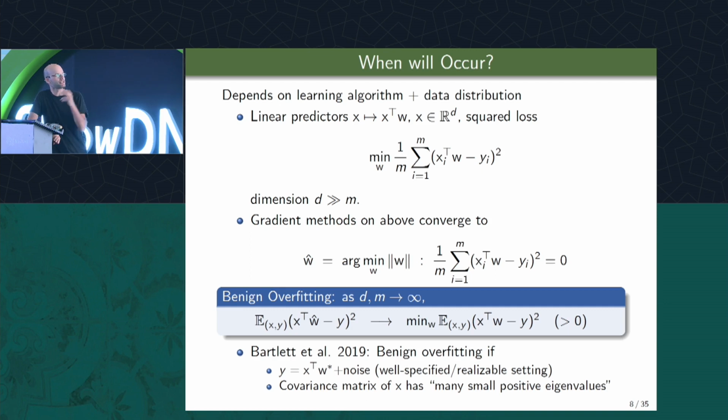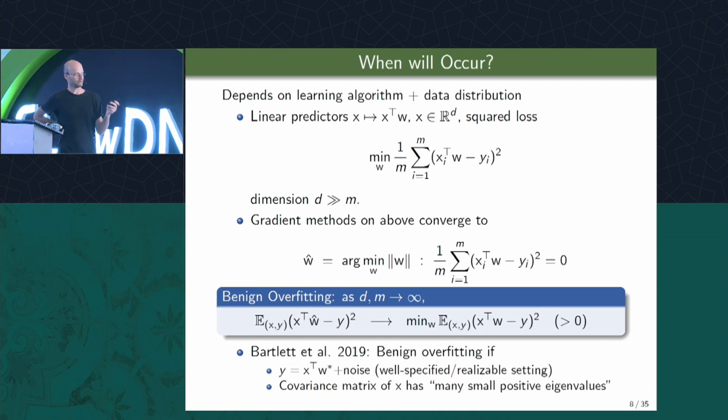So benign overfitting in this setting refers to a situation where it so happens that this W hat, this min norm predictor, in terms of generalization performance, has an expected loss that converges to the best possible expected squared loss among all linear predictors, as the dimension and the number of training examples go to infinity. Now, there have been a couple of very nice works, for example, by Bartlett et al. from 2019, which actually characterized when we can expect benign overfitting to occur for linear regression with the squared loss.